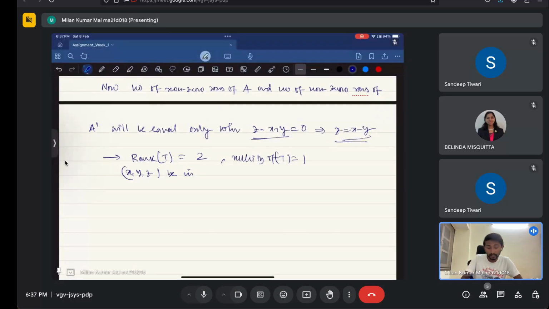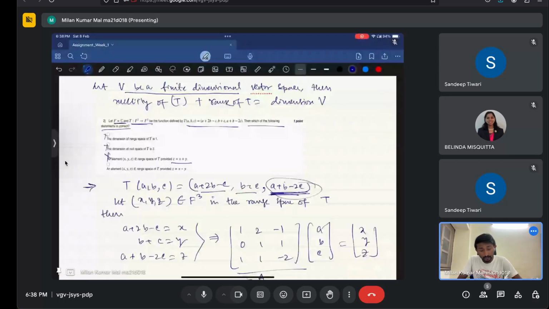Okay, this option is there, so one can easily discard it. So this condition will not hold. The dimension of the null space is said to be 2, but we have the dimension of the null space is 1. The dimension of the range space of T is said to be 1, but we have that it is 2. So this is the only final option.